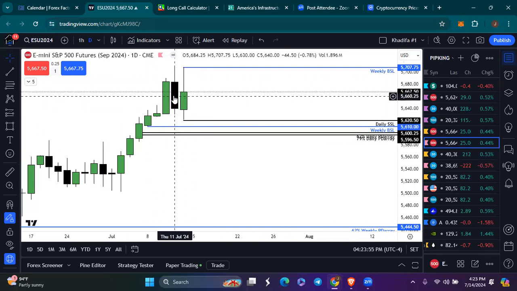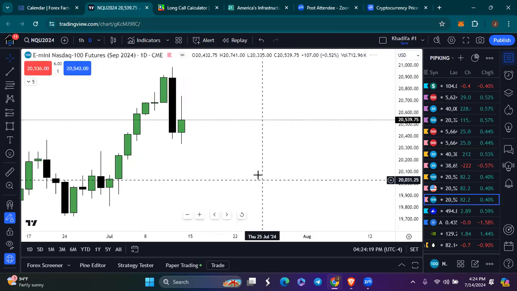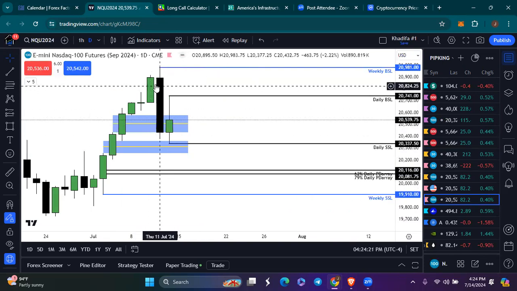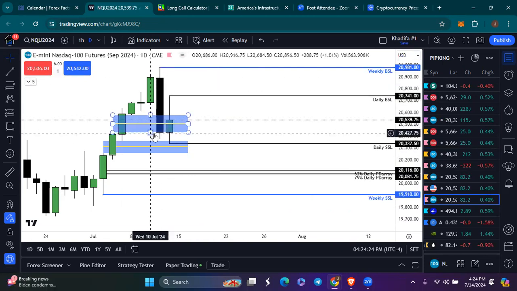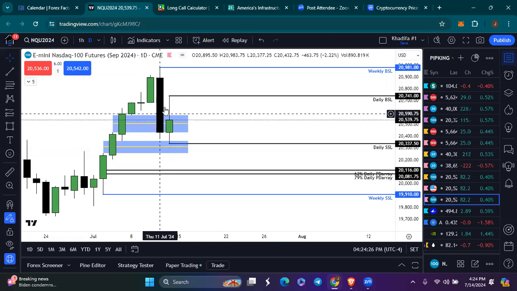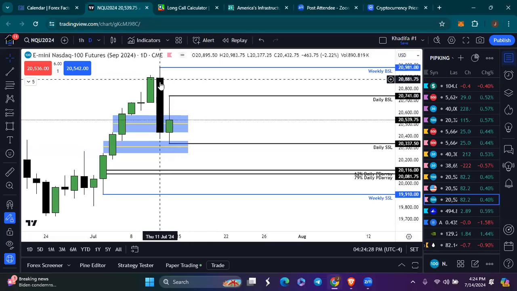So just with knowing that information, that knowledge within itself, if you would have been playing to the sell side Thursday, you would have killed the markets Thursday trading day. The markets was one way Thursday, and that was to the downside. So with that being said, let's look at NQ. Same thing with NQ. NQ was very aggressive to the downside.